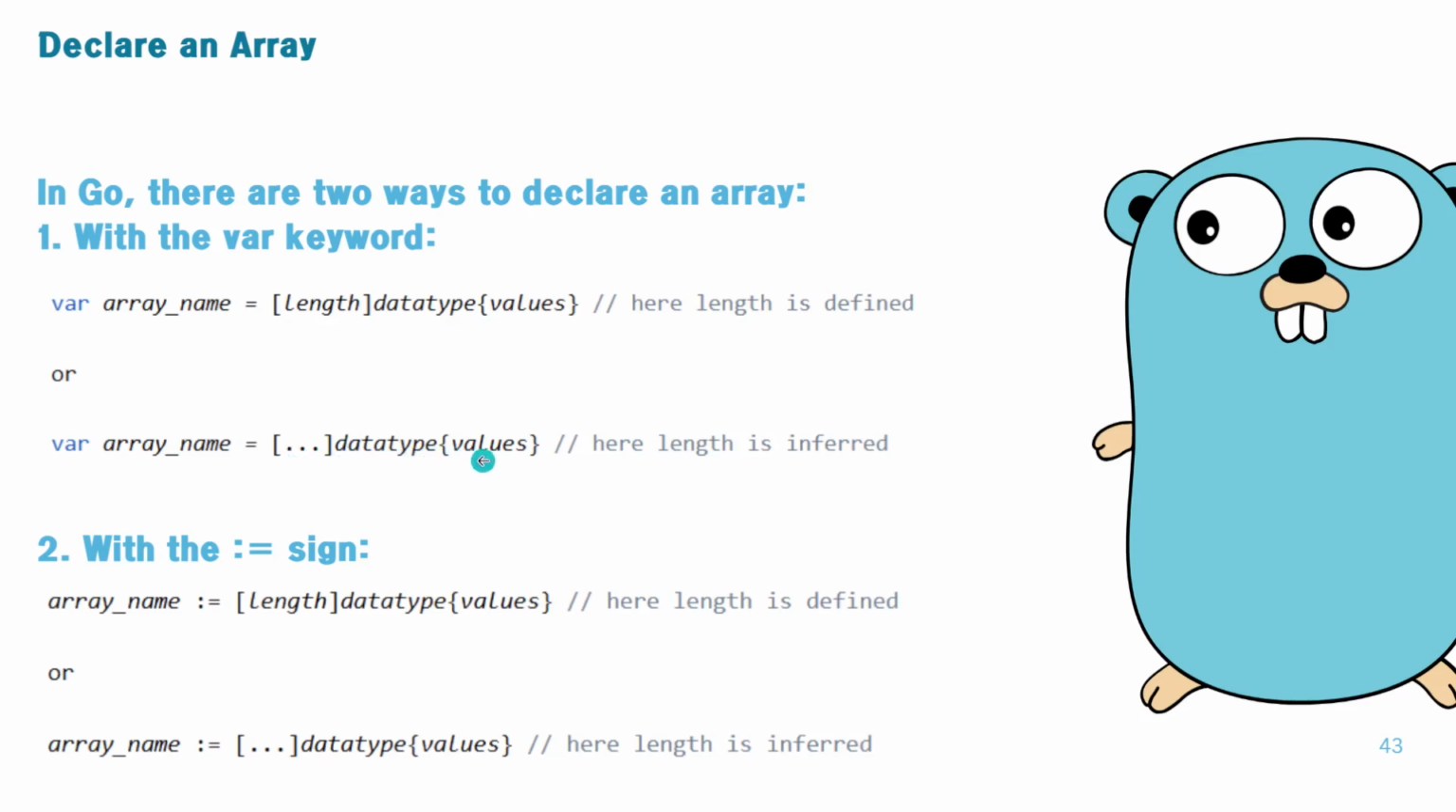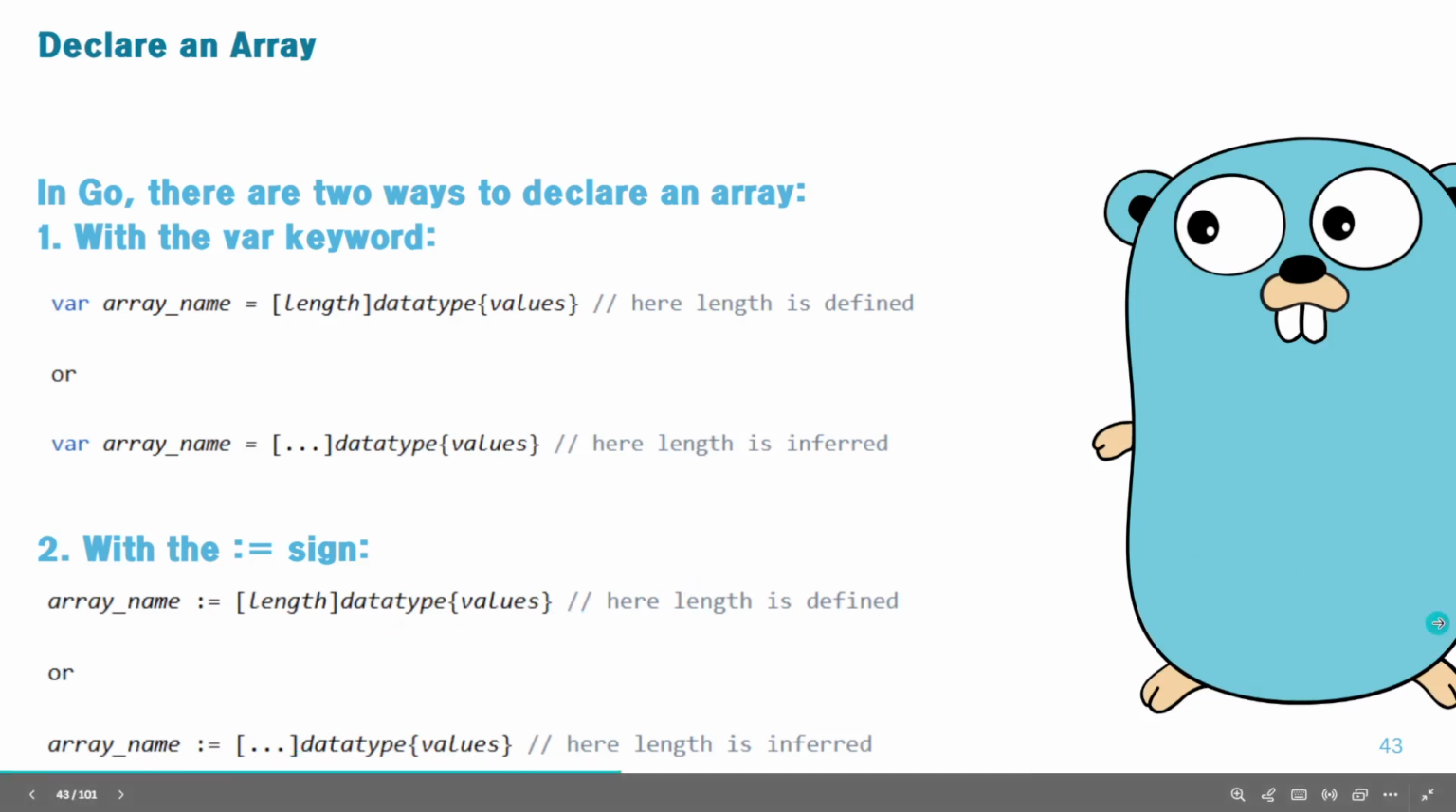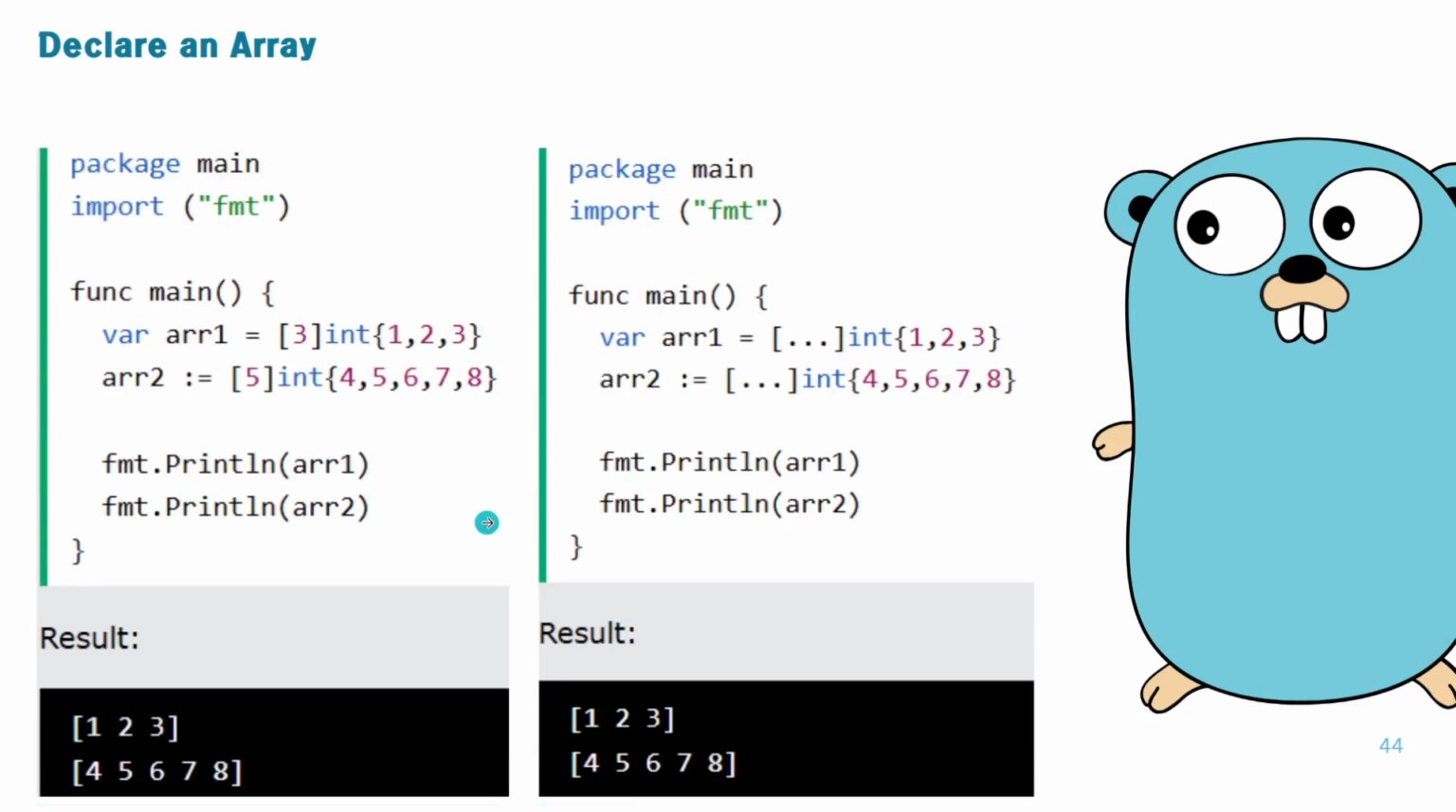So length, then data type, and then values, and if length is optional, then we have to basically provide the data type and values. Another way to declare an array is using the colon equal sign, where we provide the length and data type in case we don't want to provide the values, and similar thing basically. Next, here we have a code example where we have declared arrays using the type, where we have specified length and where we have not specified length. So they are pretty similar. And here we have declared both the arrays using a single multiple declaration.